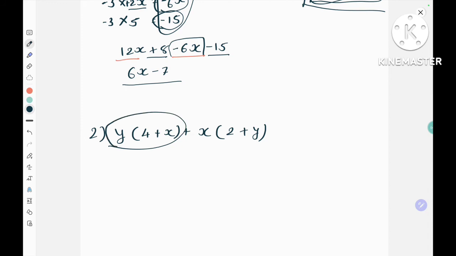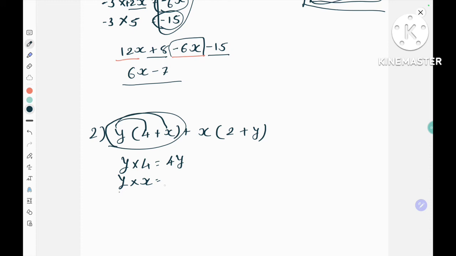So let's multiply y by the first bracket. y times the first term 4, and again y times x, the second term. So y times 4 equals 4y. When we multiply a number and a variable, remember the number always comes first, then the variable.